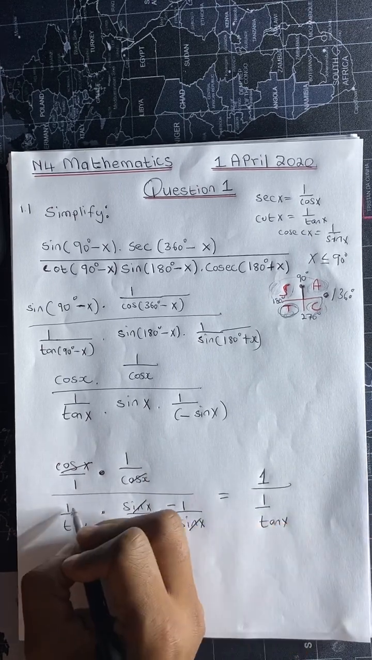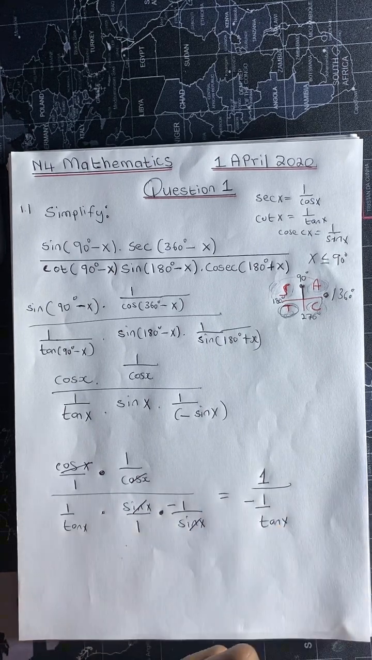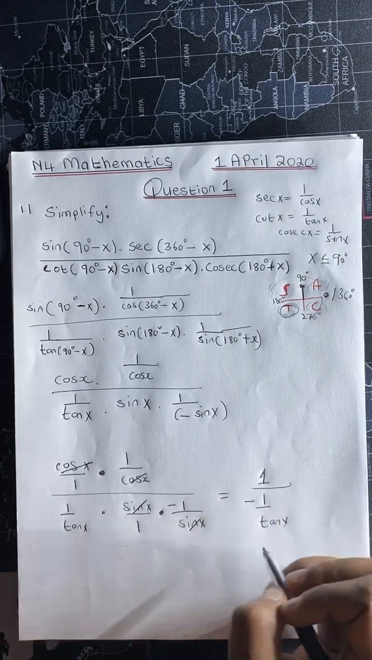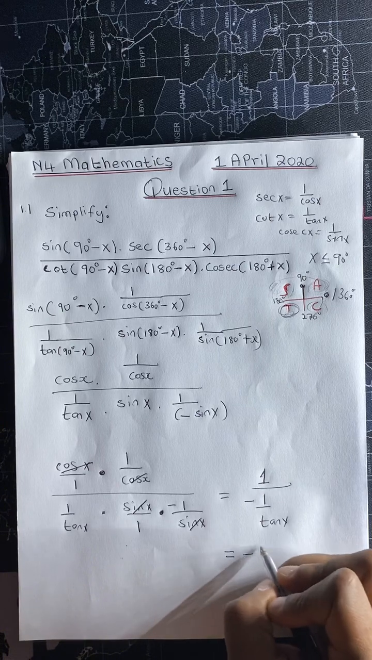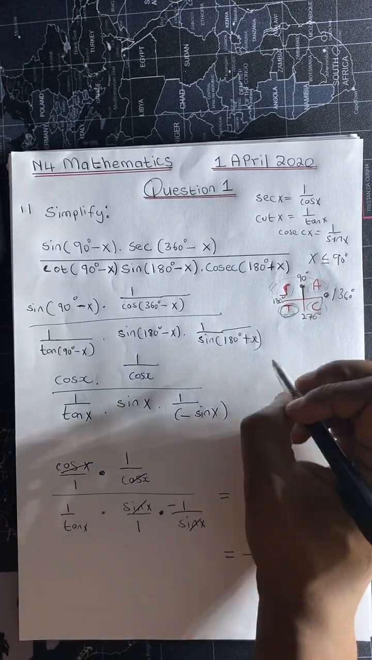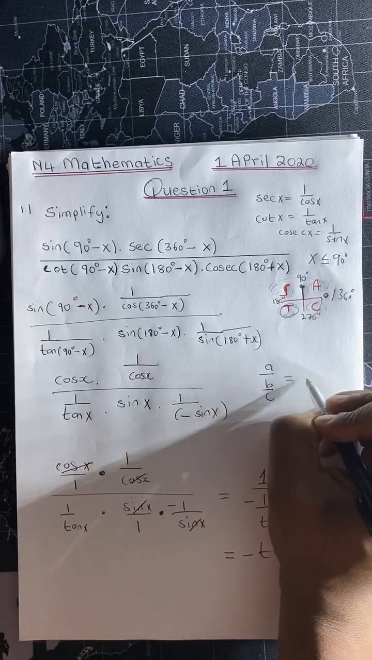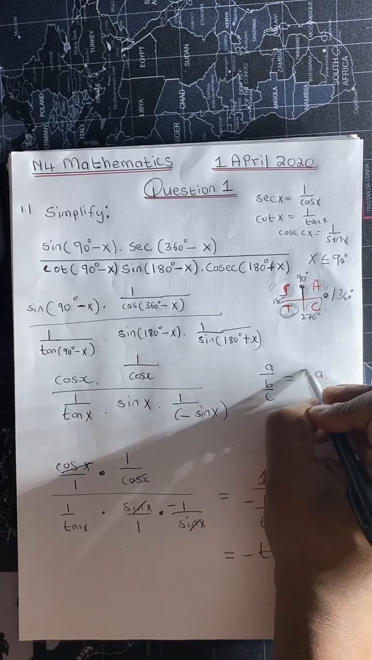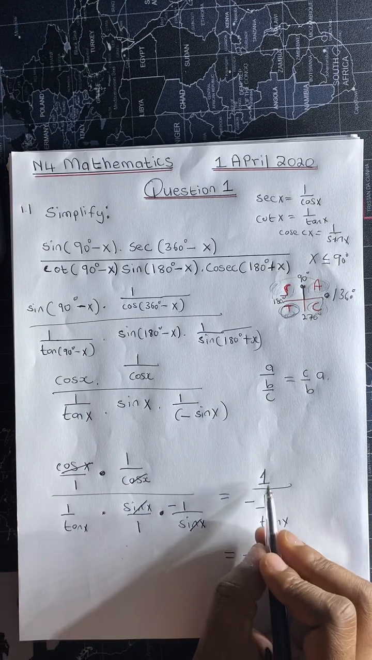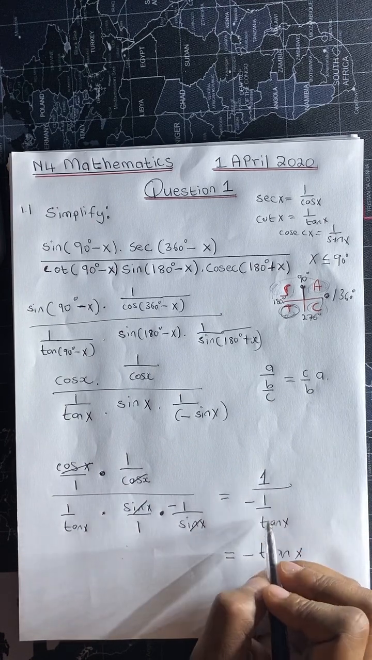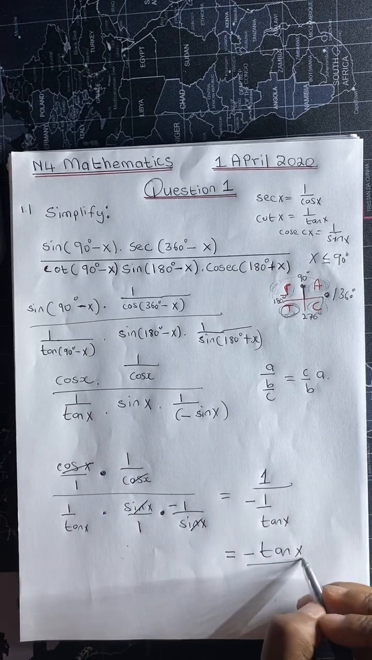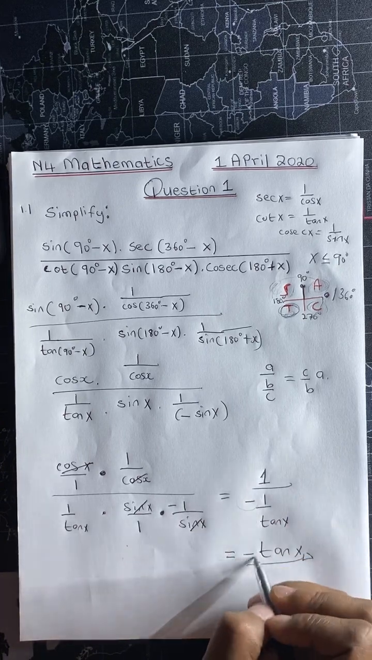So this negative 1 multiplied by that 1 will also be equal to negative. So we have negative 1 over 1 over tan x, which is also equal to negative tan x. Remember when we said a over b over c, this is equal to a multiplied by c over b. So 1 over negative 1 over tan x is equal to negative tan x, also with that sign.